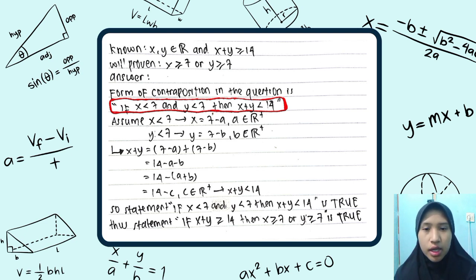14 minus c is equal to x plus y, which is less than 14. So the statement, if x less than 7 and y less than 7, then x plus y less than 14, is true. Now, because the contraposition is true, the implication is also true. So we can conclude that the statement, if x plus y is greater than or equal to 14, then x is greater than or equal to 7 or y is greater than or equal to 7, is true.